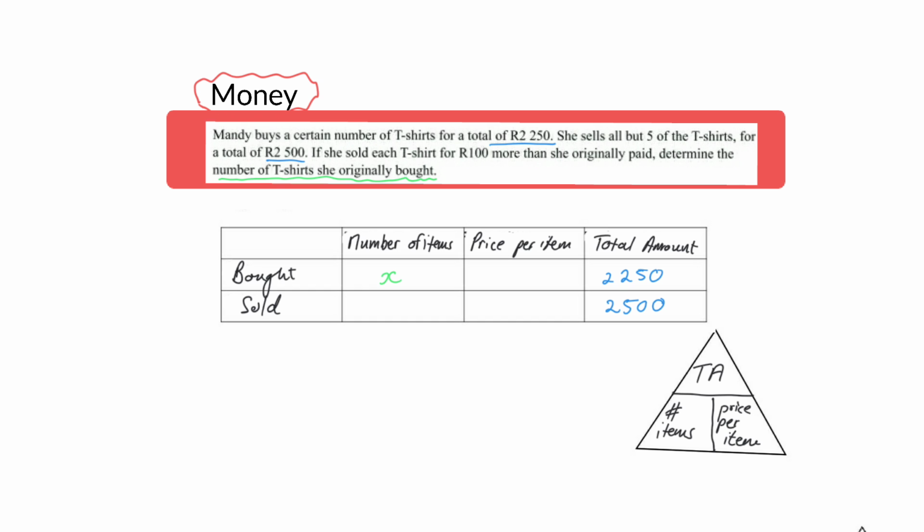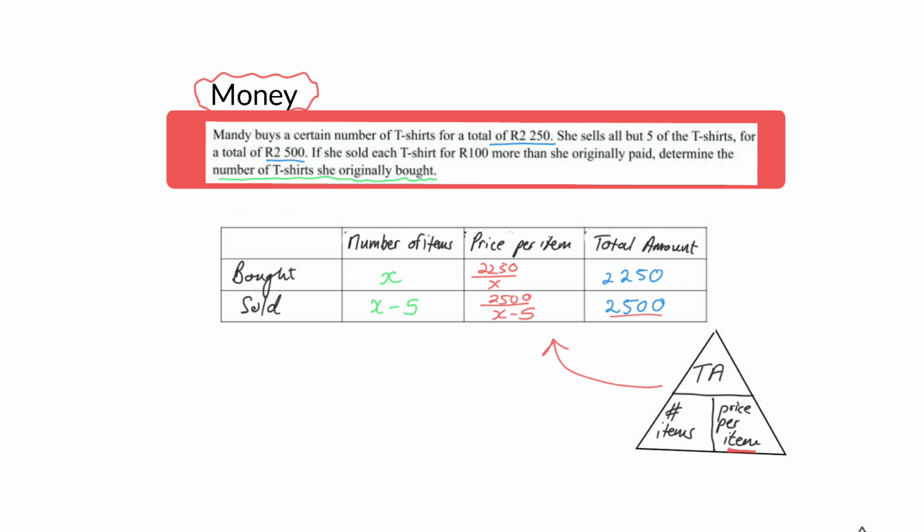Okay, so if you started by filling in half of a column, you have to complete it. So you've already filled in X t-shirts she buys. If she sells all but 5, then she will sell X minus 5. Now I've filled in 2 columns, which is where I stop. Now I'm going to use my triangular relationship for the third column. I need price per item, so I know it's total amount divided by number of items. So I'm going to take the total amount in each case divided by the number.